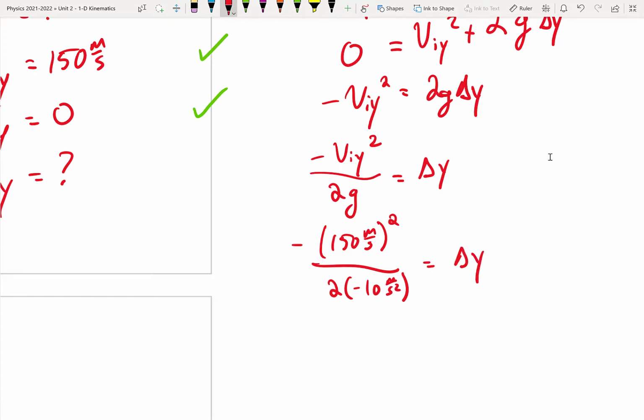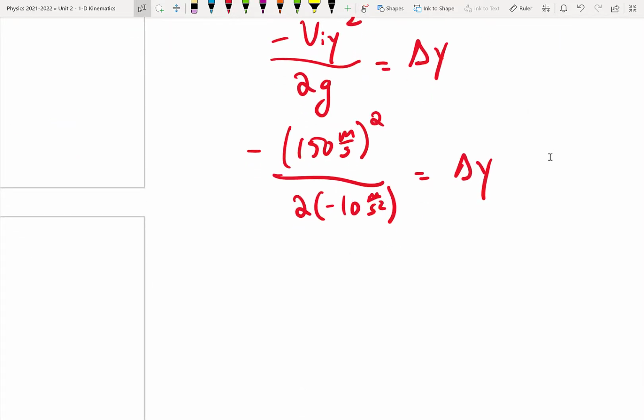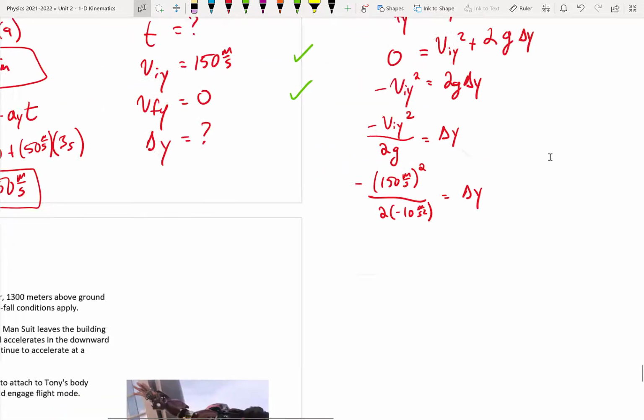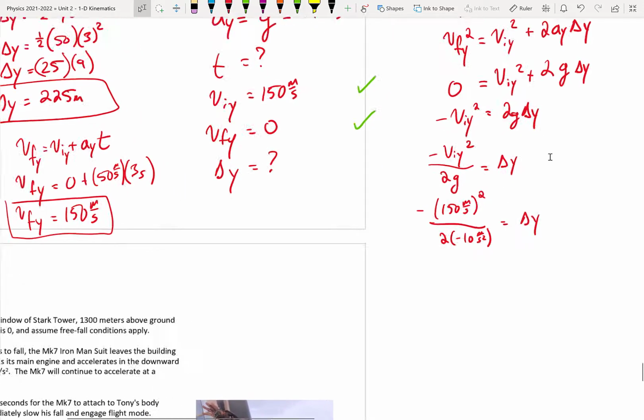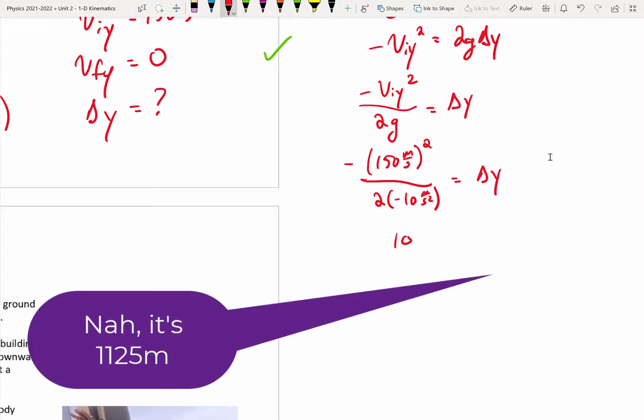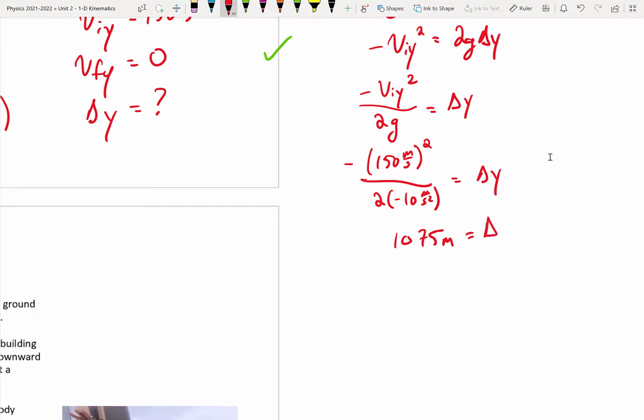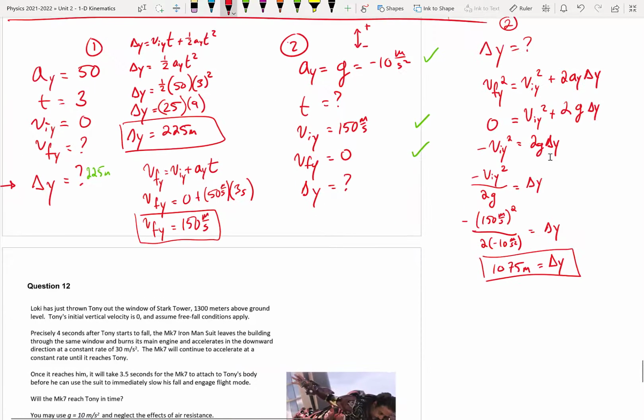This is delta y. And then we're going to get whatever our answer is. I believe, I forget what it is. I think it's 1075. Once you get the numbers in there, you just calculate it. I just don't have my calculator and not much time left. So I believe that is correct. I think so. That would be our total delta y.